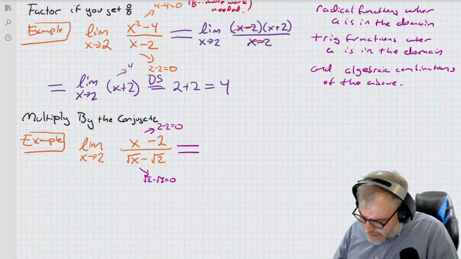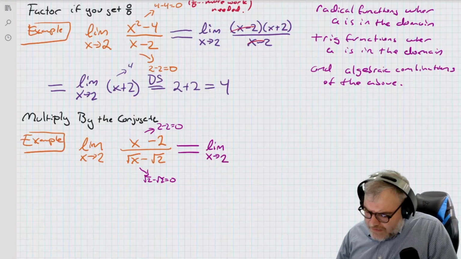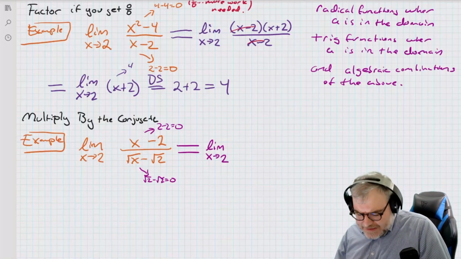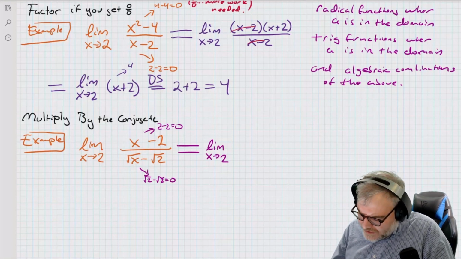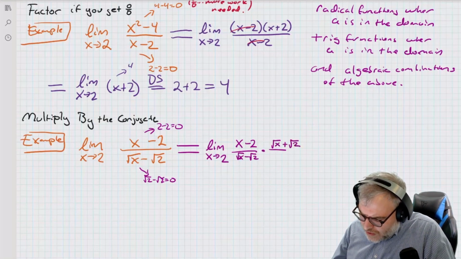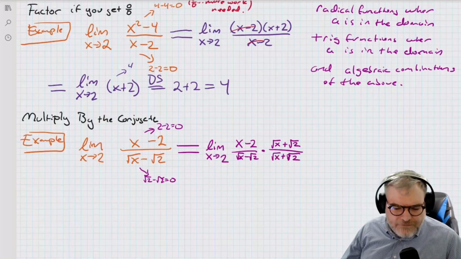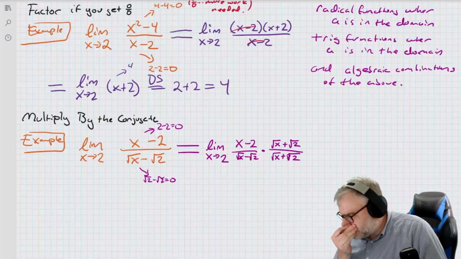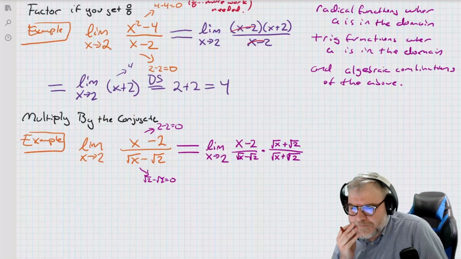So I've got the limit as x goes to 2. Now there's two ways to do this. I could factor the top as a difference of squares, right? That's clever. Or I could just multiply by the conjugate. So I'm going to do x minus 2 over the square root of x minus the square root of 2, times the square root of x plus the square root of 2 over the square root of x plus the square root of 2. 1 to 5, how do we feel about that idea? I can multiply by the conjugate. Not a complex conjugate, just a conjugate.